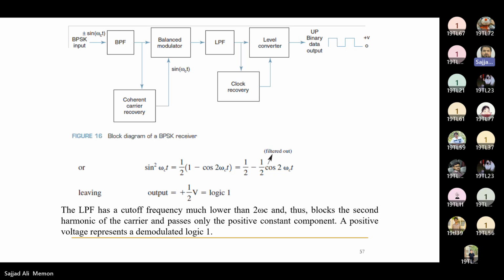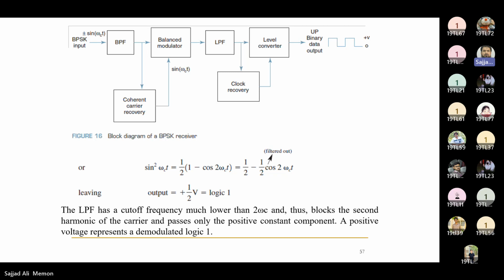So the output of the balanced modulator will be sine square omega ct. That will again be passed through the low pass filter, not the band pass filter, which means the carrier will be blocked here. Only the logic will be allowed to pass. Then we have the clock recovery, and then the level converter, which converts the bipolar binary to unipolar data output.